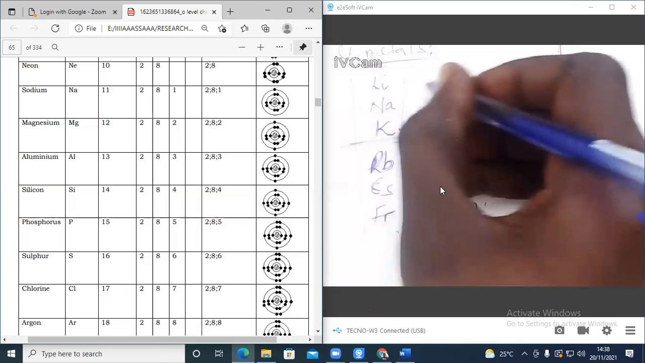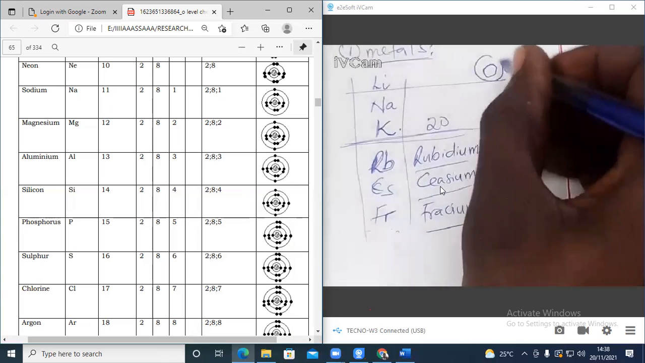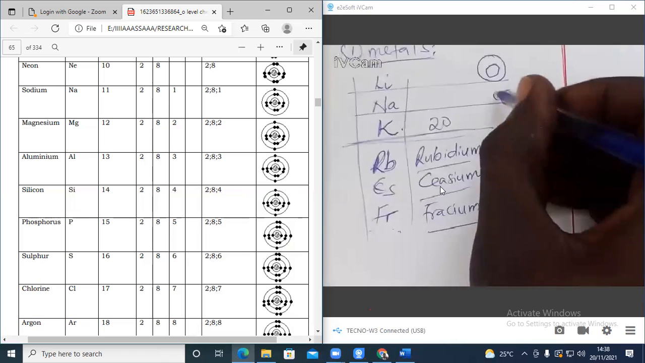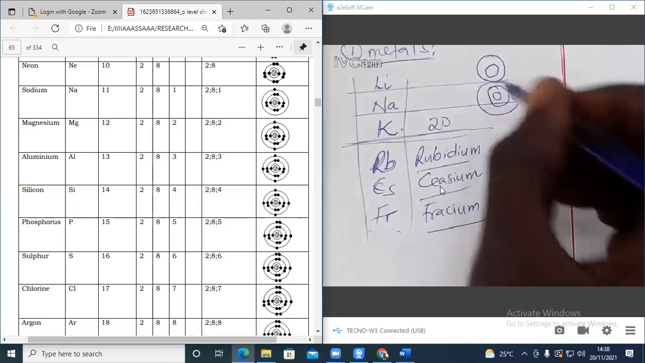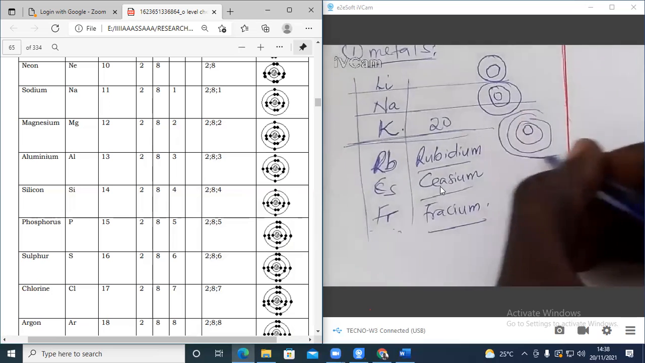Now, this is in period 2. It has 2 electron shells. These ones have 3: 1, 2, 3. These ones have 4: 1, 2, 3, and then 4.